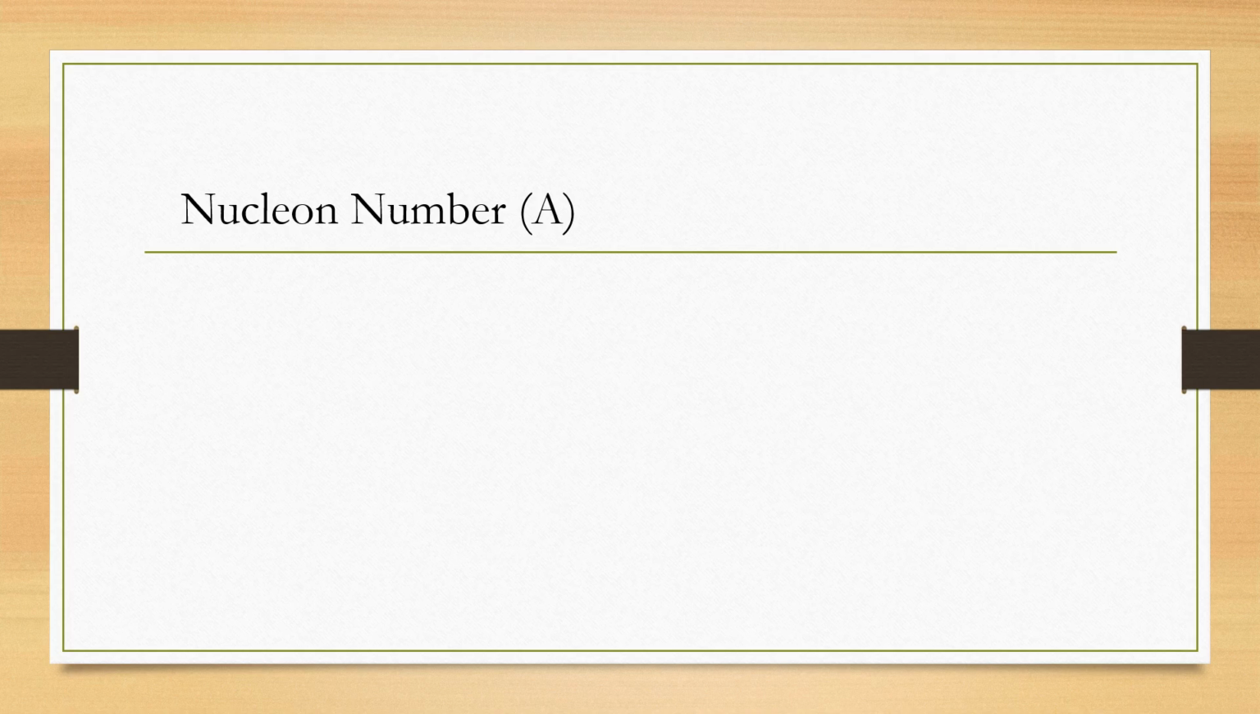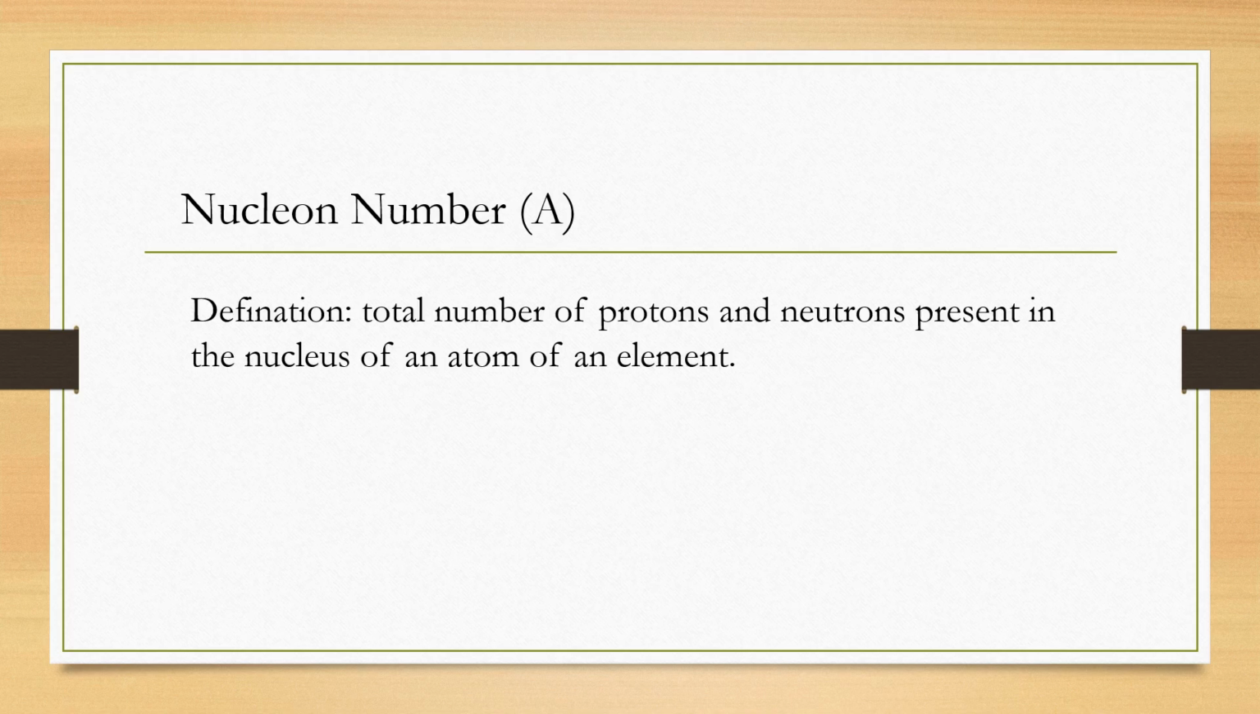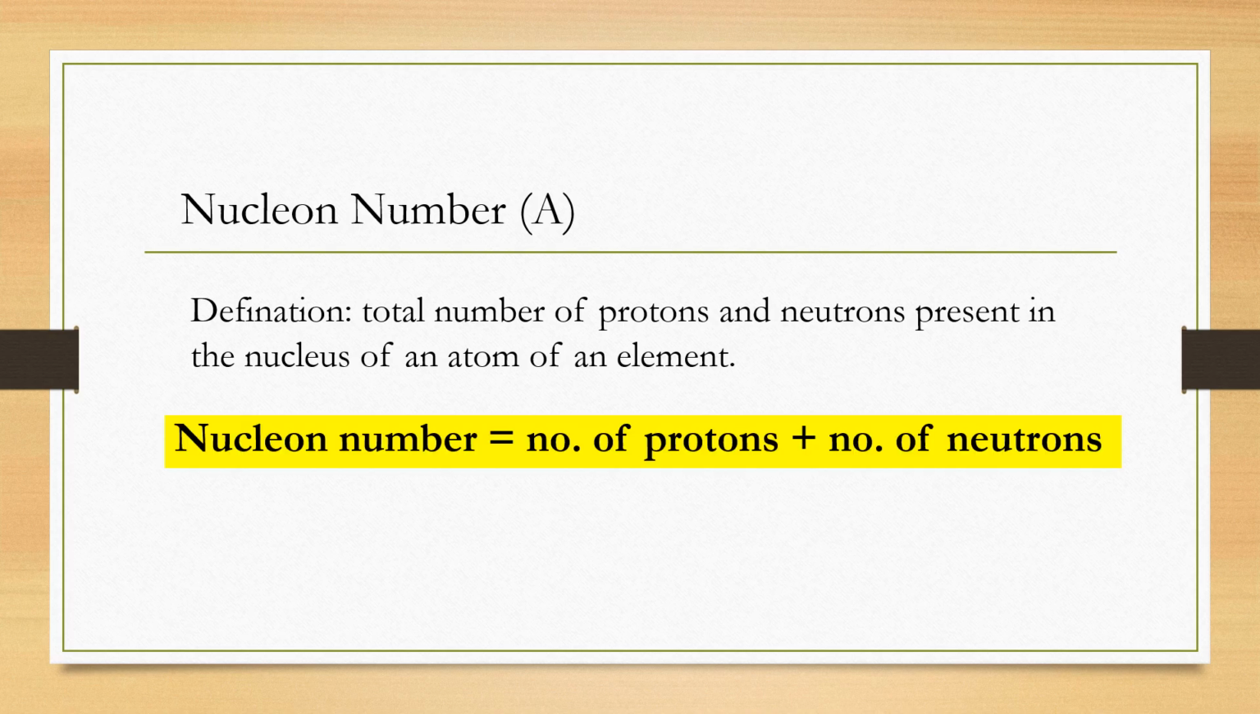Nucleon number. Nucleon number is represented by capital letter A. It is defined as total number of protons and neutrons present in the nucleus of an atom of an element. Nucleon number is also called mass number. It is a summation of protons and neutrons.